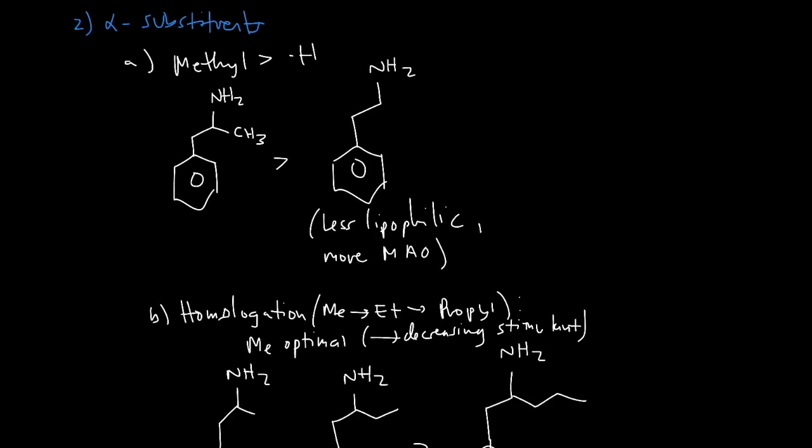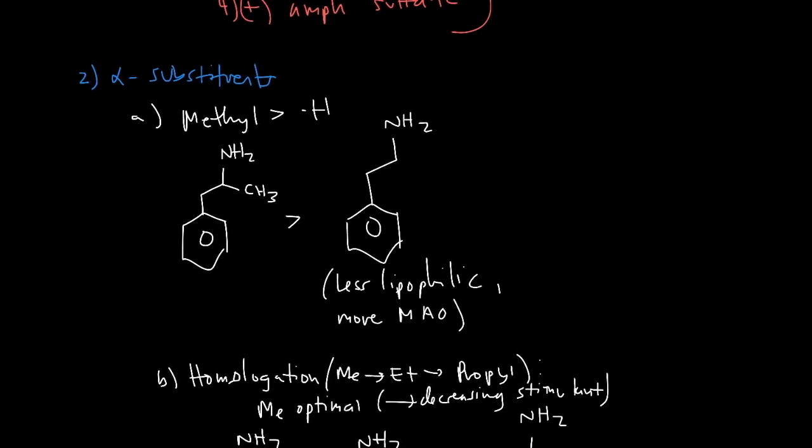Regarding your alpha substituents, your alpha methyl group is more potent than just the hydrogen. So your alpha methyl is more potent than nothing there, or just the hydrogen. Because, remember, lipophilic compounds penetrate the blood-brain barrier more easily than hydrophilic or less lipophilic compounds. So adding a methyl, remember, methyls are lipophilic, makes the compound more lipophilic and easier to penetrate the blood-brain barrier.